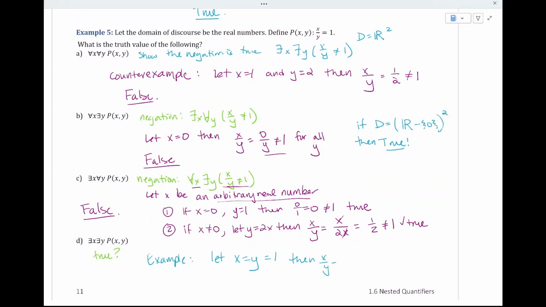Then x over y is equal to 1 over 1, which is 1. So here it is true. You don't have to pick 1 here, but as long as x and y are the same, this will work out. And they're not 0. If they're 0, then you have 0 over 0, which is not good.